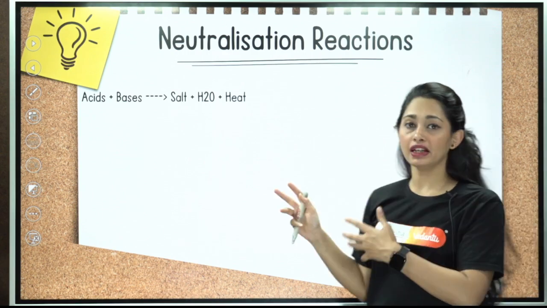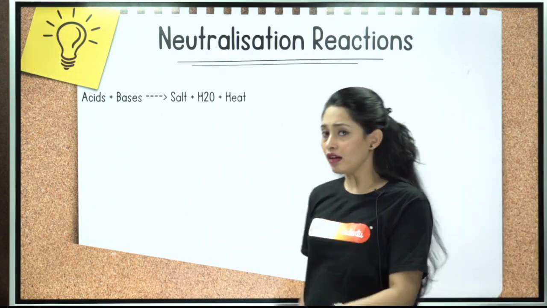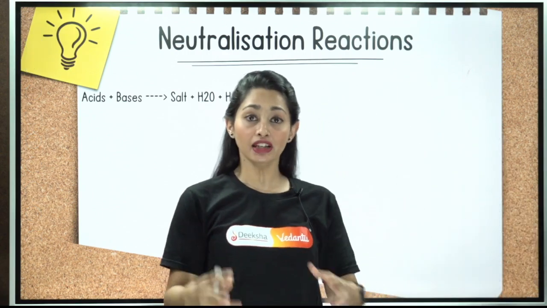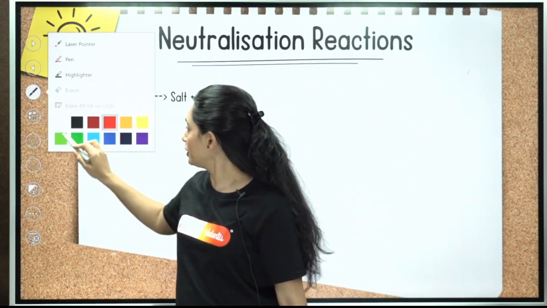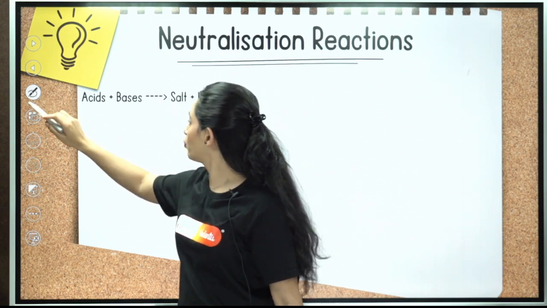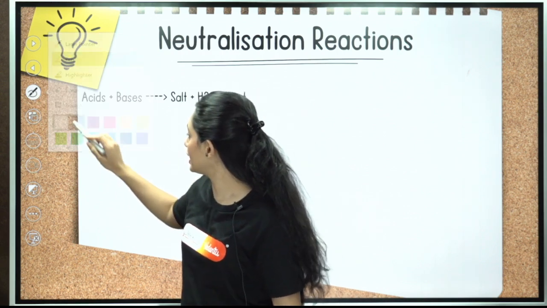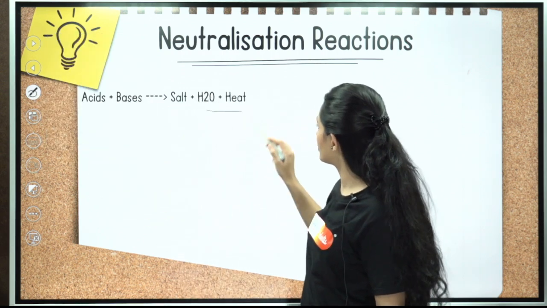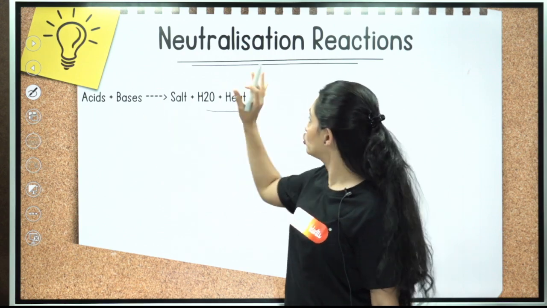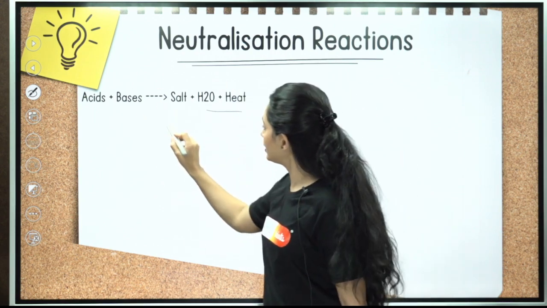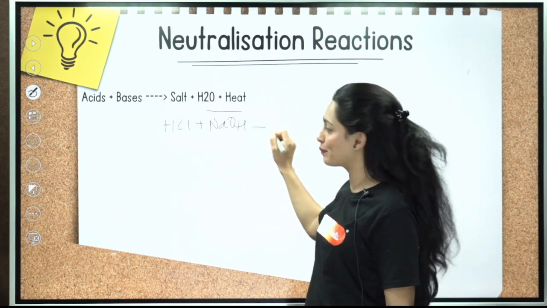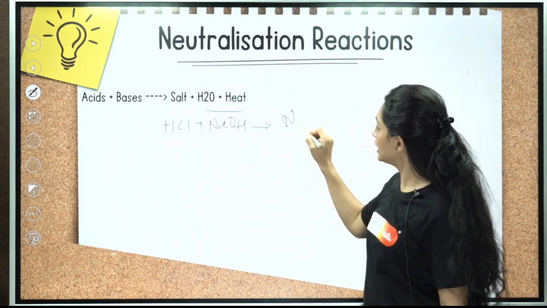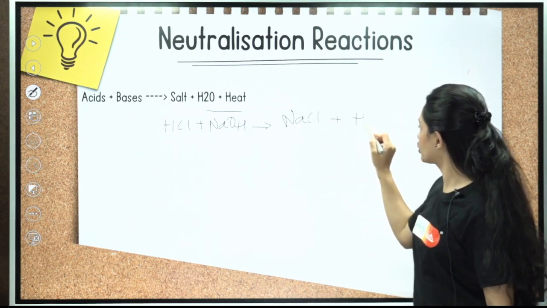So the first one is the neutralization reaction. How are we going to obtain salts? By neutralization reaction. When acids react with bases, they form salt and water along with some heat. So this is an exothermic reaction. These are nothing but neutralization reactions. For example, HCl reacts with NaOH, the classic example, to give NaCl, that is common salt, and H2O.